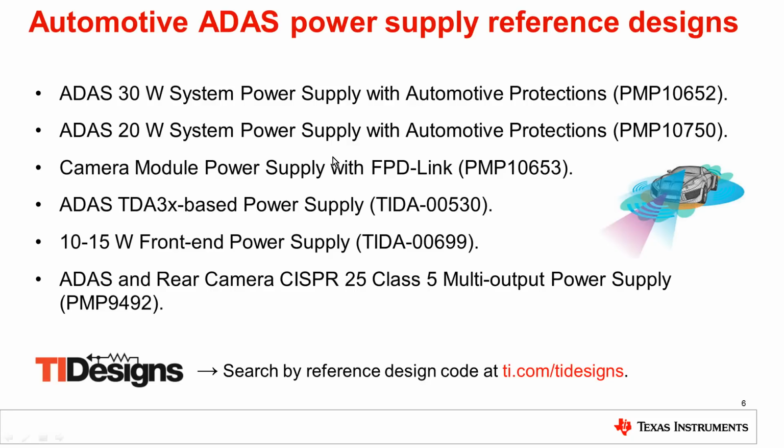They show proof of concept and are a great vehicle for the customer to look at during their evaluation phase. We will go into the details of PMP10653 as well as PMP10652. Now PMP10652 is an ADAS 30 watt system level power supply design with all automotive protection, and it meets the EMI standard. PMP10653 is a complete camera module design, and we will go into the details of EMI, POC as well as the transient requirements there.